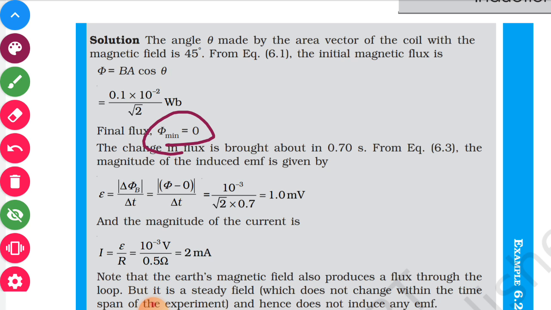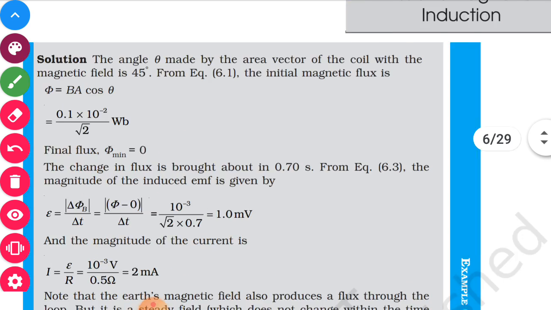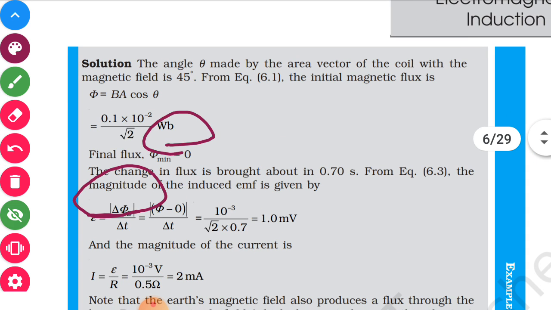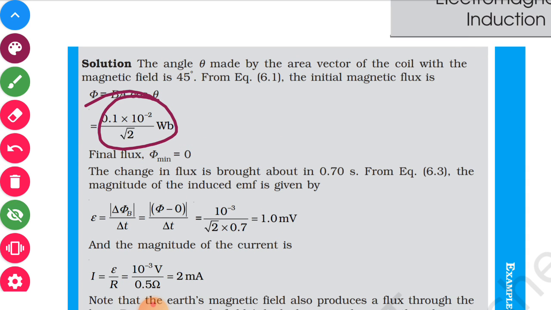So now the induced EMF is equal to change in flux, delta phi by delta t. The final flux is 0, and the initial flux we have. So easily it can be calculated, delta phi by delta t, and you can easily calculate I equal to voltage upon resistance according to Ohm's law. This is your voltage upon the resistance, which is given as 0.5 ohm. So you will get this answer of current.